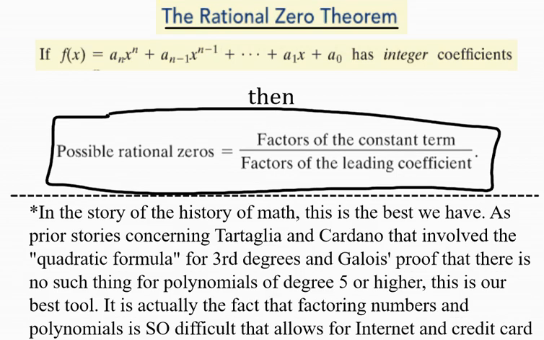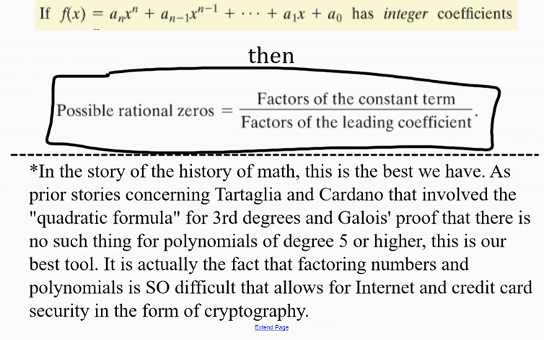Just as a little aside, in the story of the history of math, this is the best we have. There's actually no better technique that you learn if you learn higher mathematics. As prior stories concerning Tartaglia and Cardano that we read about, which involved the quadratic formula for third degrees, and then the eventual discovery by a French mathematician named Galois that there's no such thing as a quadratic formula for degrees 5 or higher. This is our best tool.